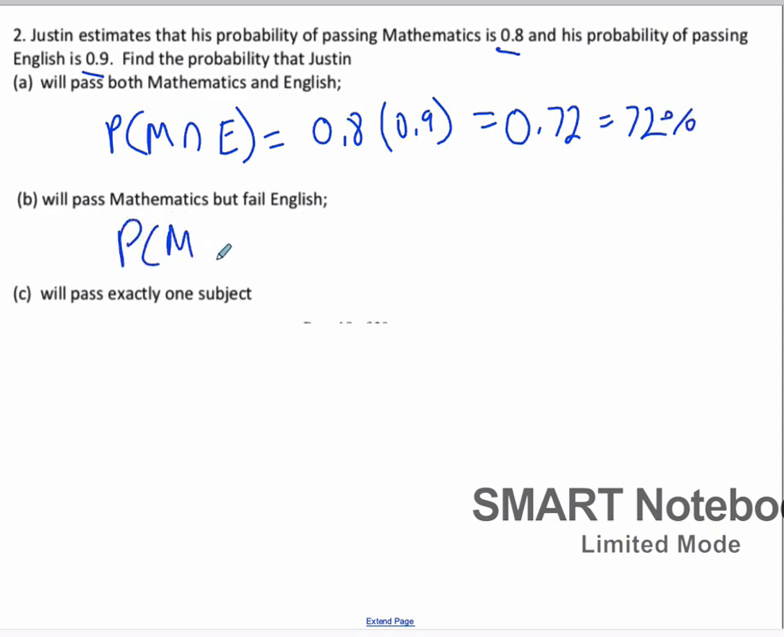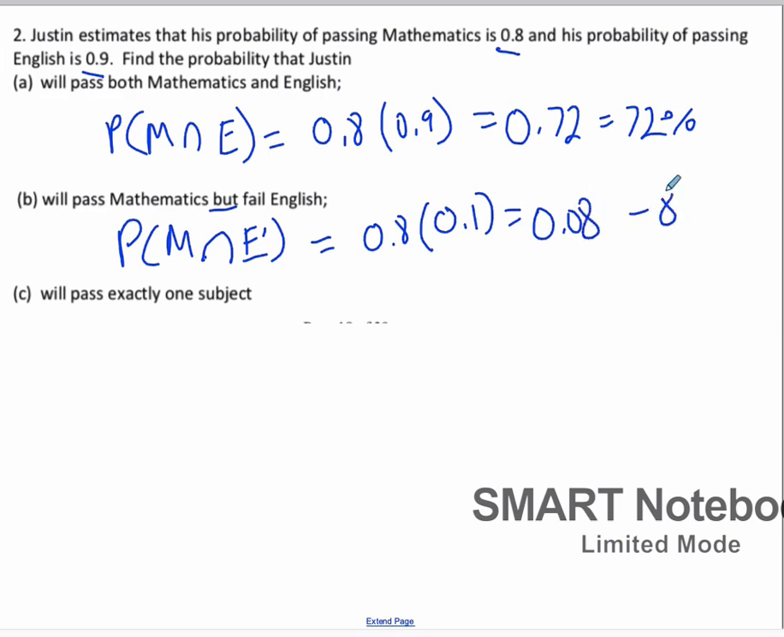Passing math but failing English. That's the same as saying passing math and failing English. So that is 0.8 times failing English, which is 0.1. So that's 0.08, or 8%.